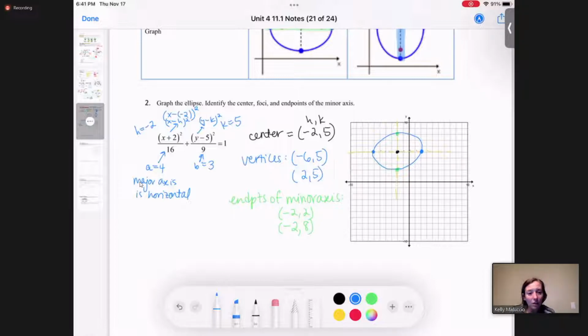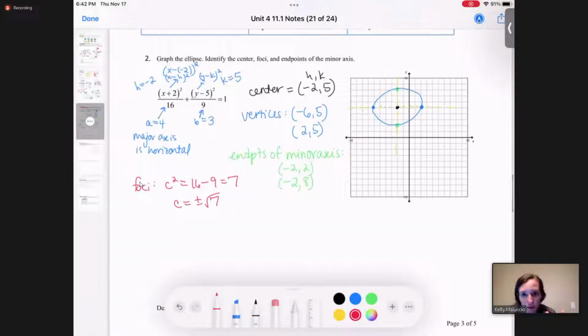So now I'll calculate the foci the same way I did before. c squared is a squared minus b squared. So 16 minus 9, which is 4. Oh no, it's not 4. I can't count. I wanted it to be 4, but it's 7. But that's okay. So c is plus or minus the square root of 7.